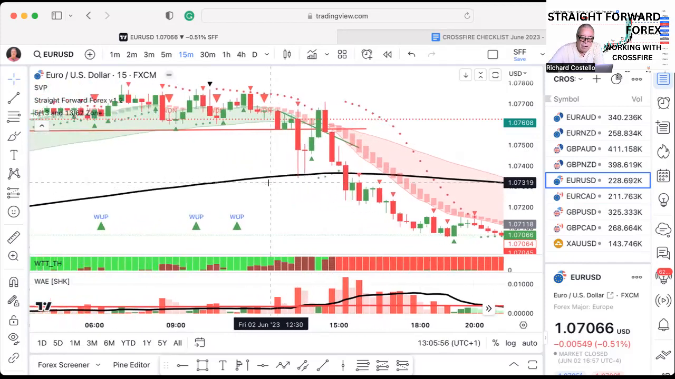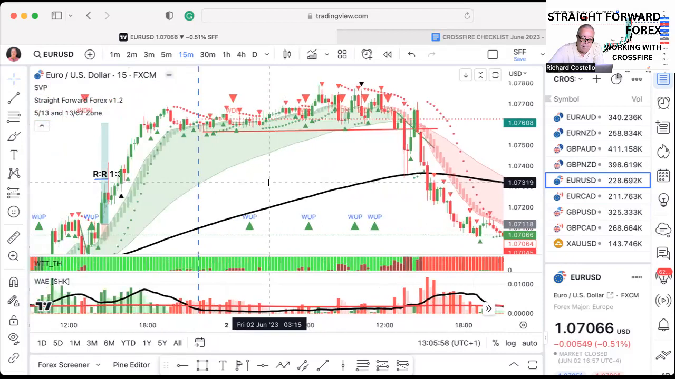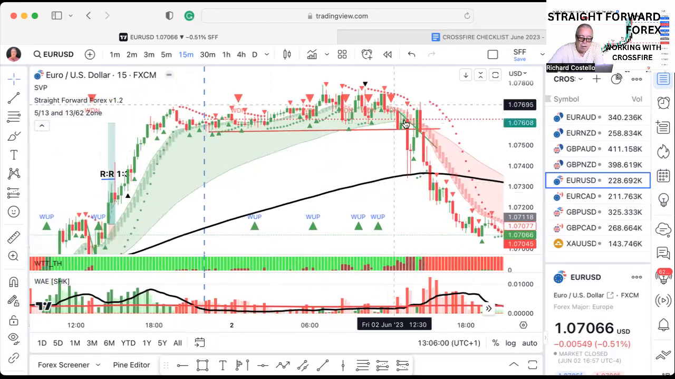Let me see if I can find something. I always look left. So let's bear this in mind. We're thinking about getting in for trades round about here.